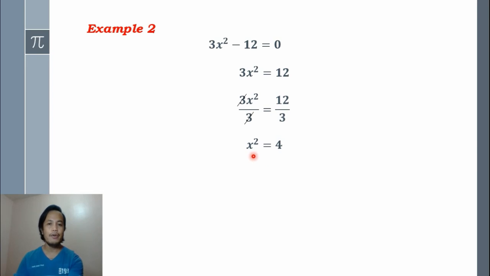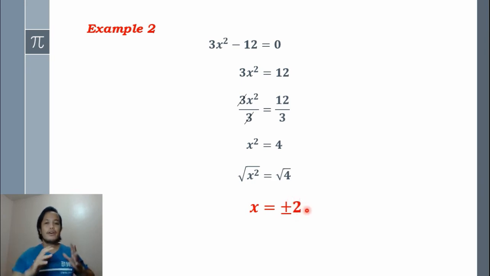Now this time, we can now extract the square root at the left side of the equation at the same time at the right side. So this becomes the square root of x squared equals the square root of 4. Then we can cancel out the radical and the exponent. What remains at the left side shall be the x. Then the square root of 4 is plus and minus 2. So our values for x are positive 2 and negative 2 for this specific quadratic equation. Now let's proceed to our checking.